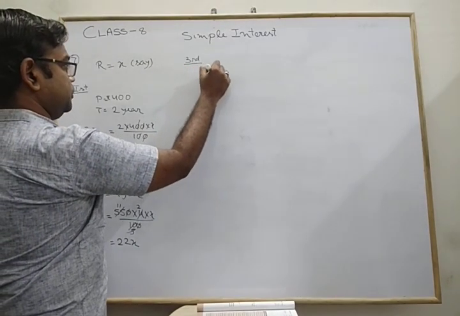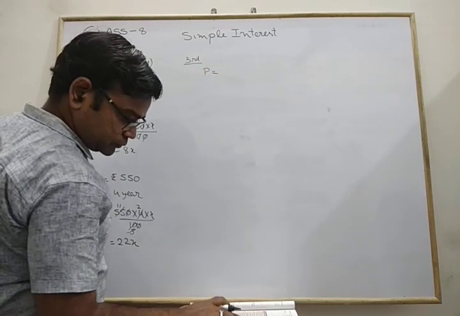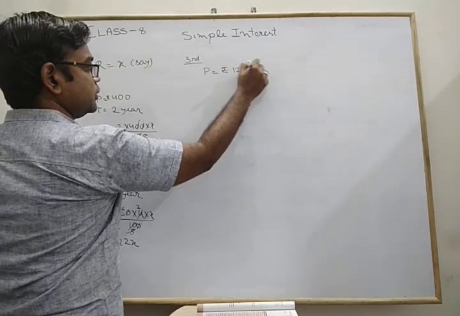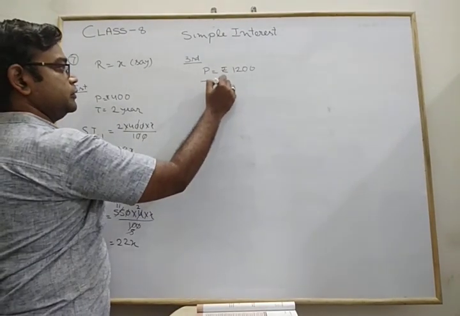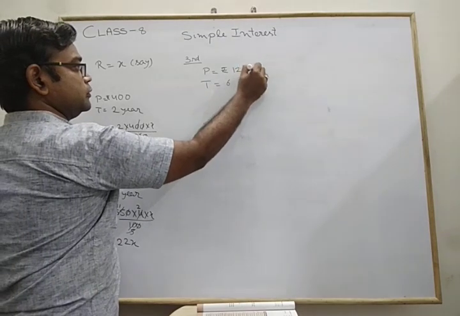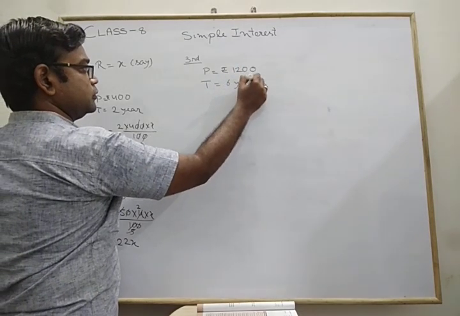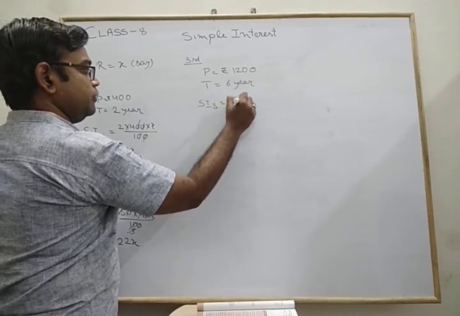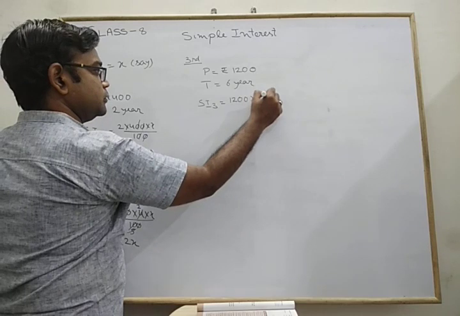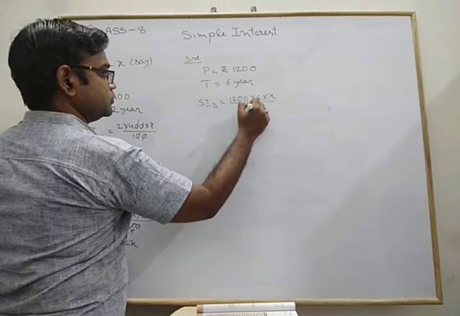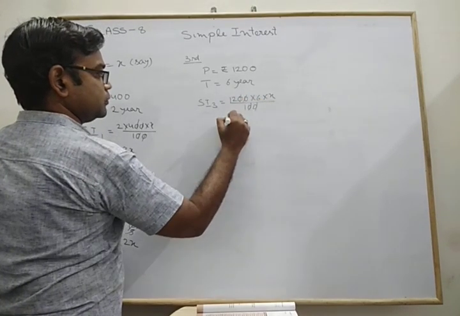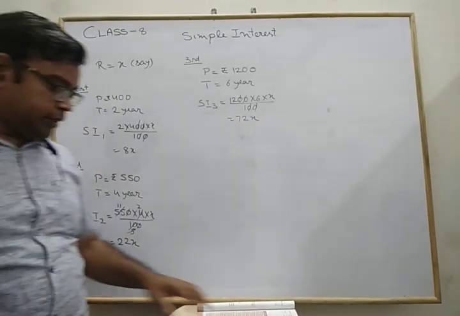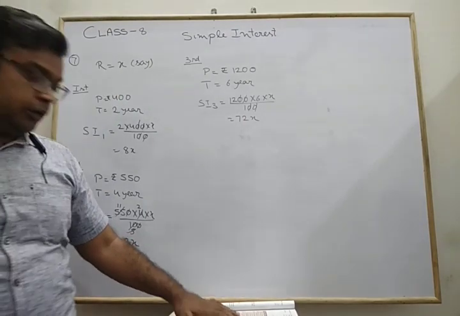Then in the third condition, we know that principal equals 1,200 and the time is 6 years. So SI3 equals 1,200 into 6 into x upon 100, that is 72x. Now we have all three sums of money in terms of the unknown quantity x.